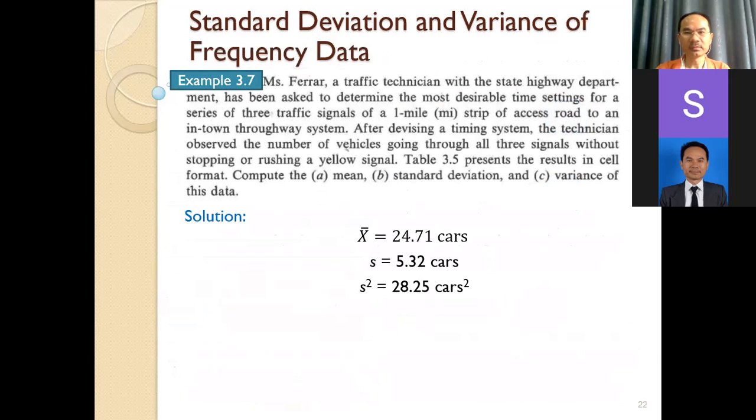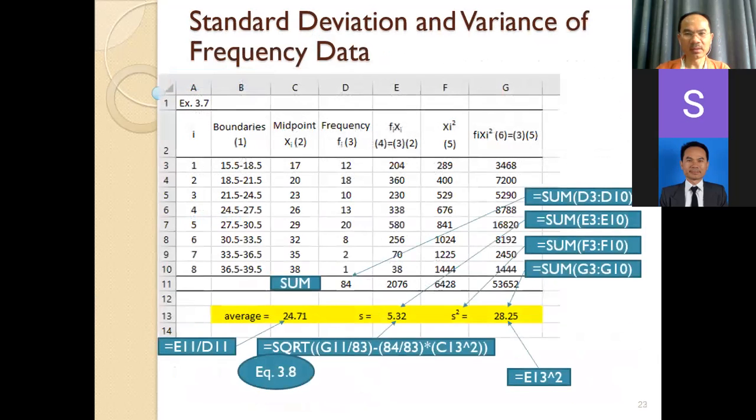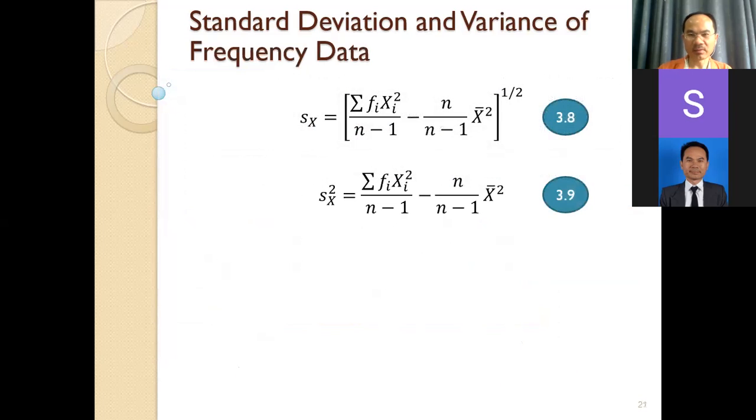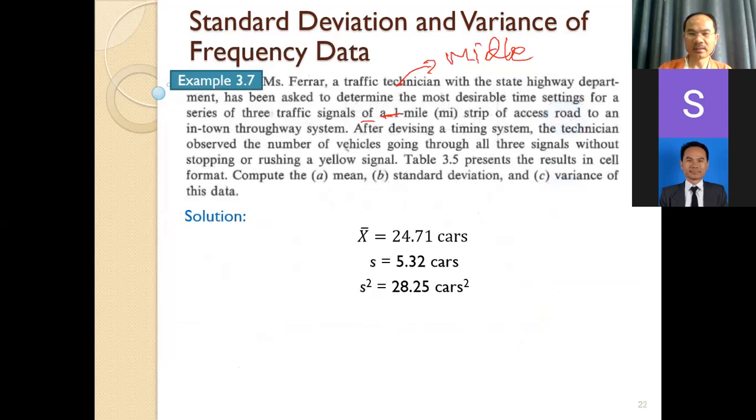For this example, we have a group of data, and the xi in this case means the middle of the group. Xi is the midpoint, the center value of the group, and fi is the frequency. If we know the x bar, s and s squared, you can calculate by Excel.